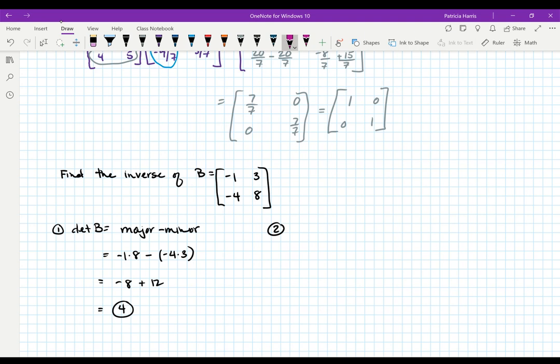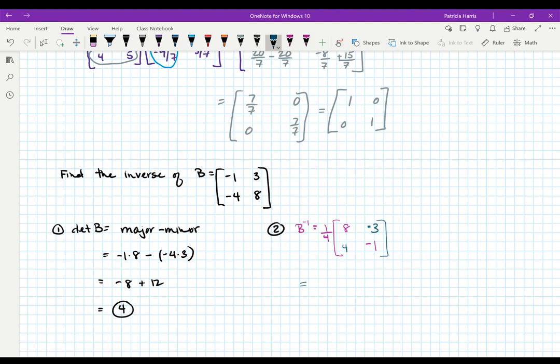Okay, so we're going to go the inverse 1/4. -1 and 8 are going to switch. Okay, and then 3 will change to a -3, and 4 will change to a +4.